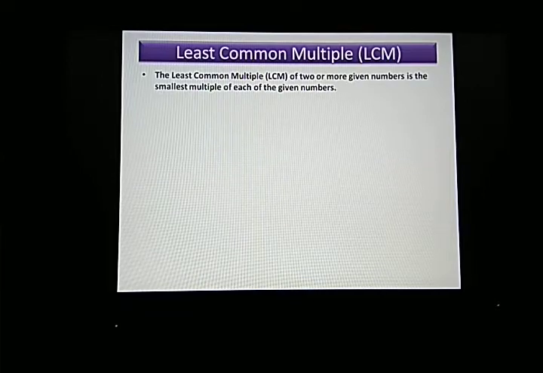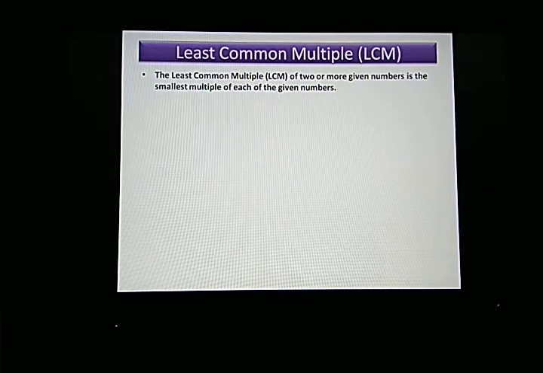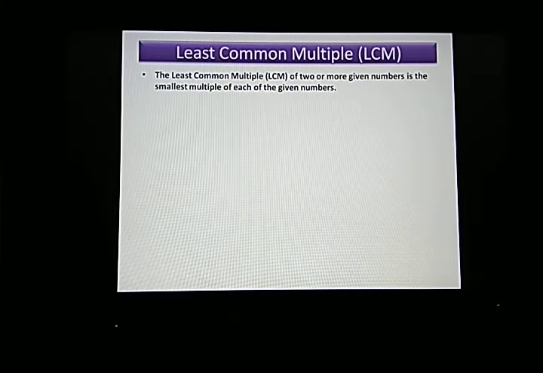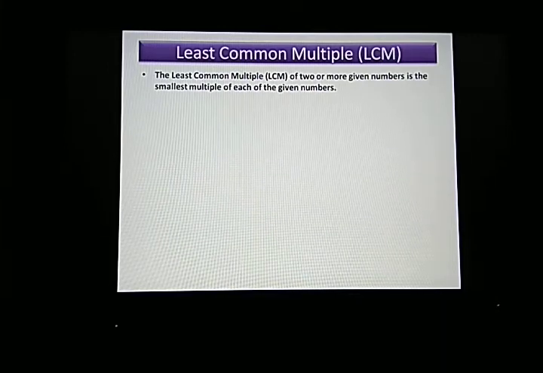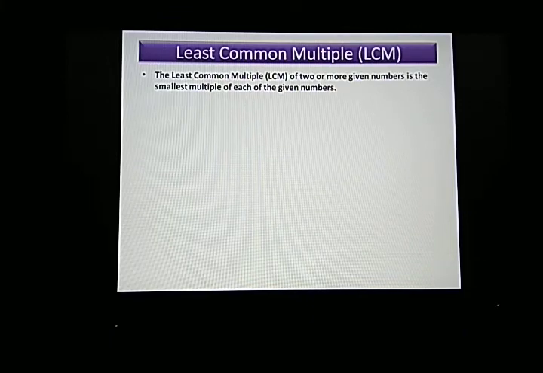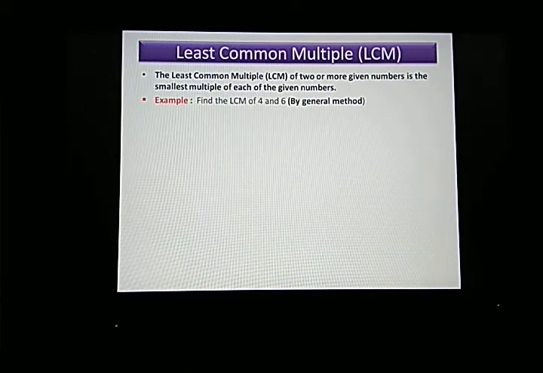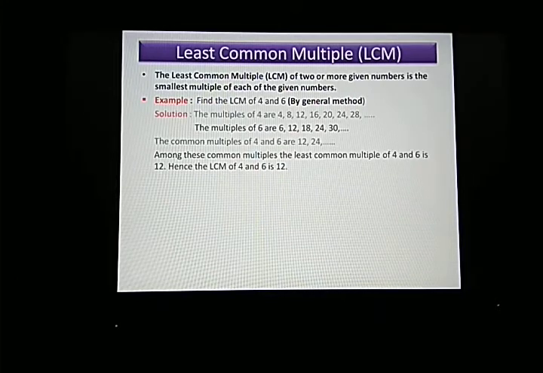Now finding out the LCM, there are different methods that are given in your book. So first of all we'll be going through the general method, which you can say is the common method that is generally used for finding out LCM. So that method is the general method. Say for example, we have to find the LCM of 4 and 6. So how to do that? So this is the solution.